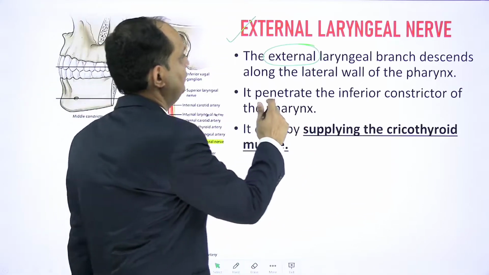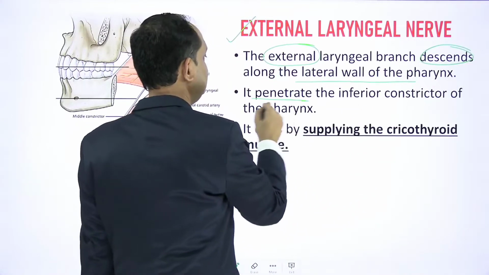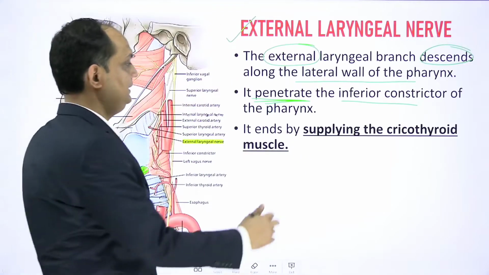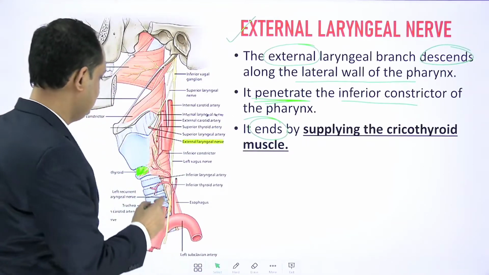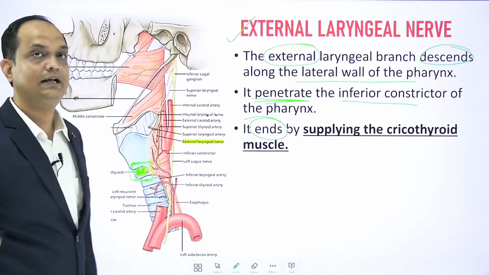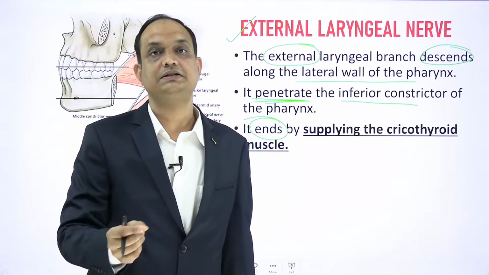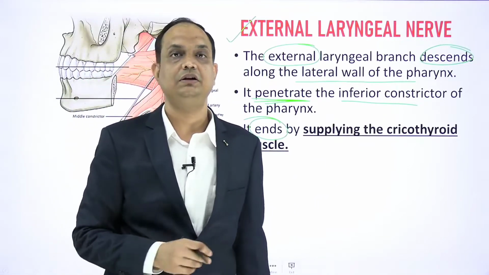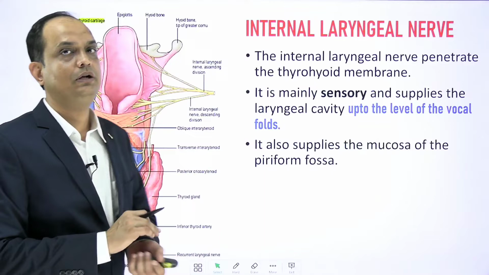The external laryngeal nerve runs downward along the lateral wall of the pharynx, penetrates the inferior constrictor, supplies the inferior constrictor also, and ultimately ends by supplying the cricothyroid muscle. So here is the cricothyroid muscle. The important thing to understand is that the cricothyroid is the only muscle present on the external aspect of the larynx, and it receives its nerve supply from the external laryngeal nerve, which is a branch of the superior laryngeal nerve.